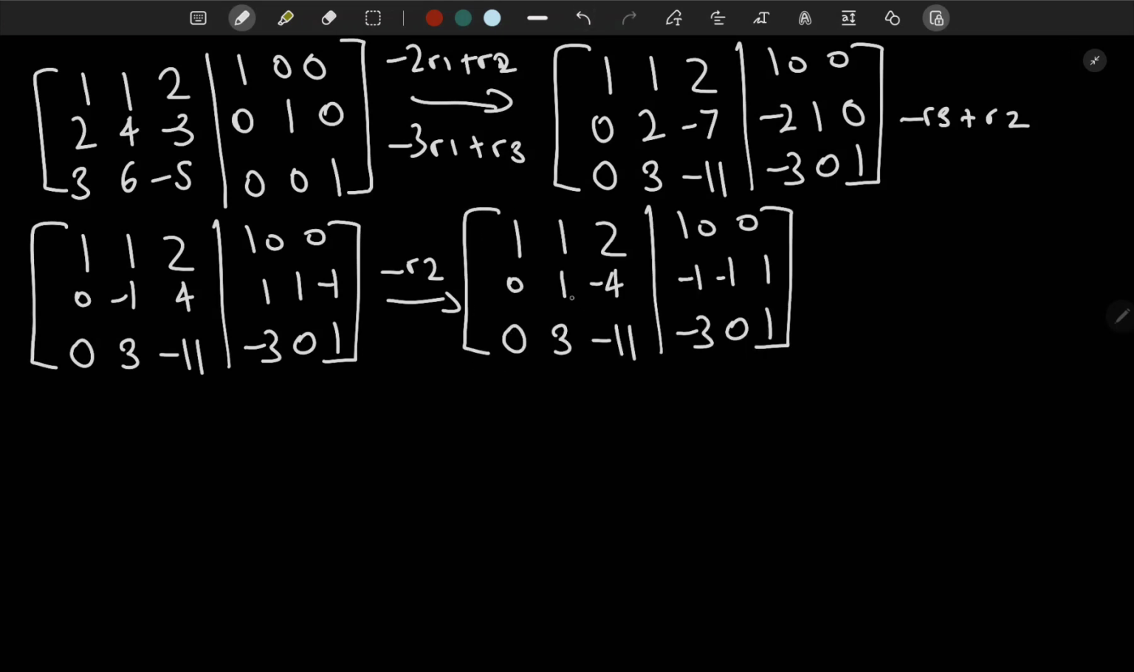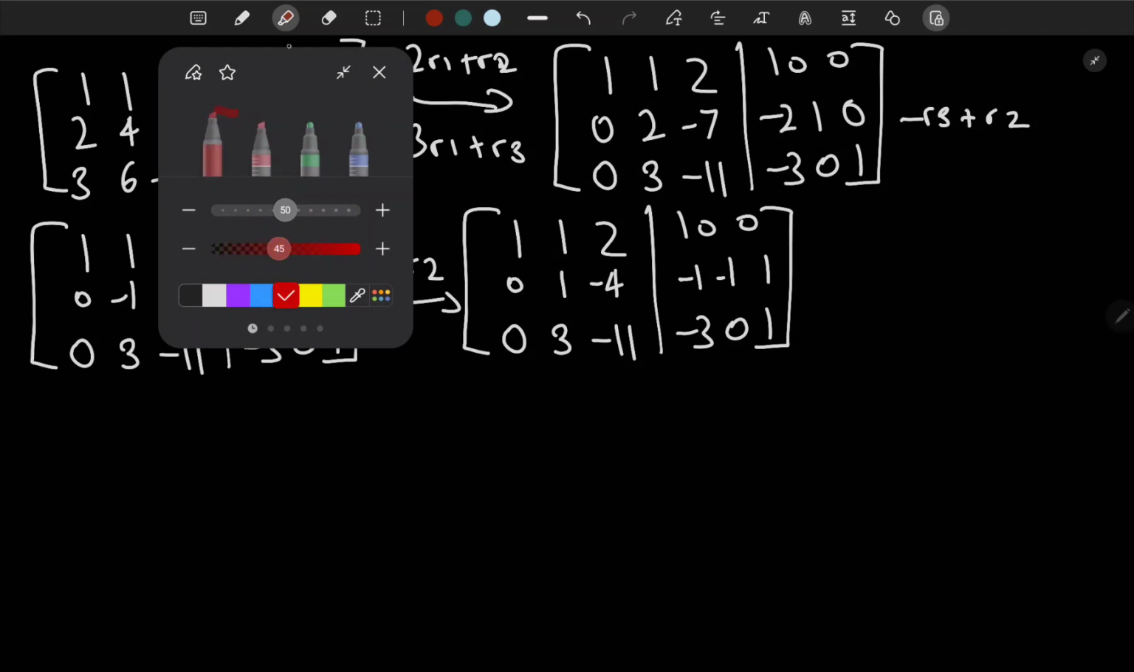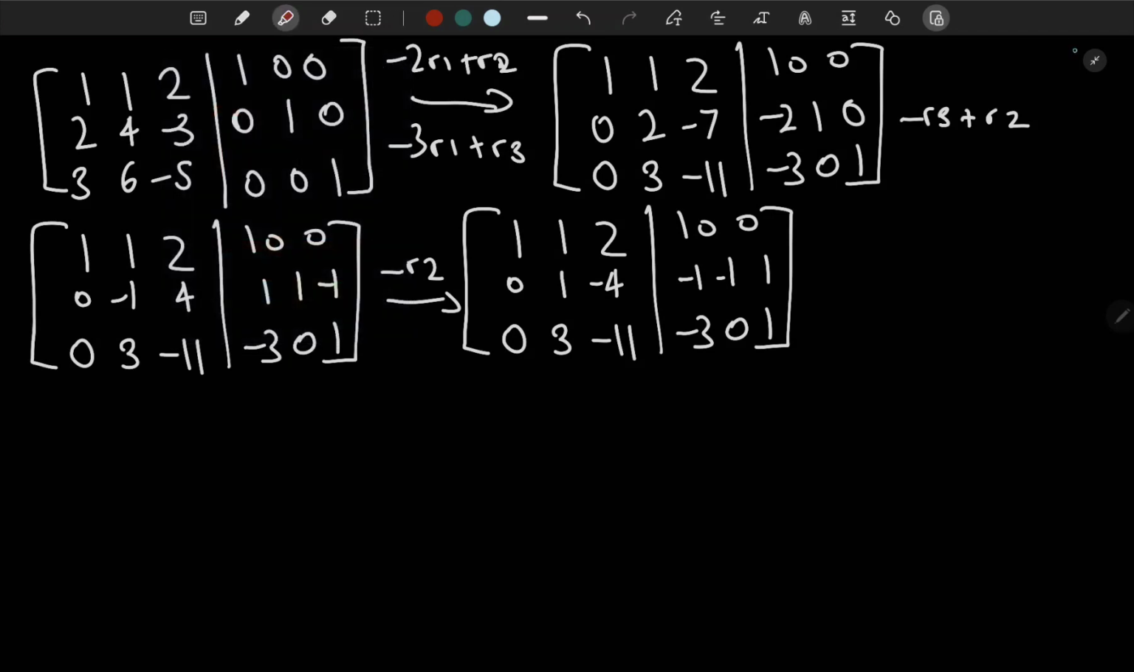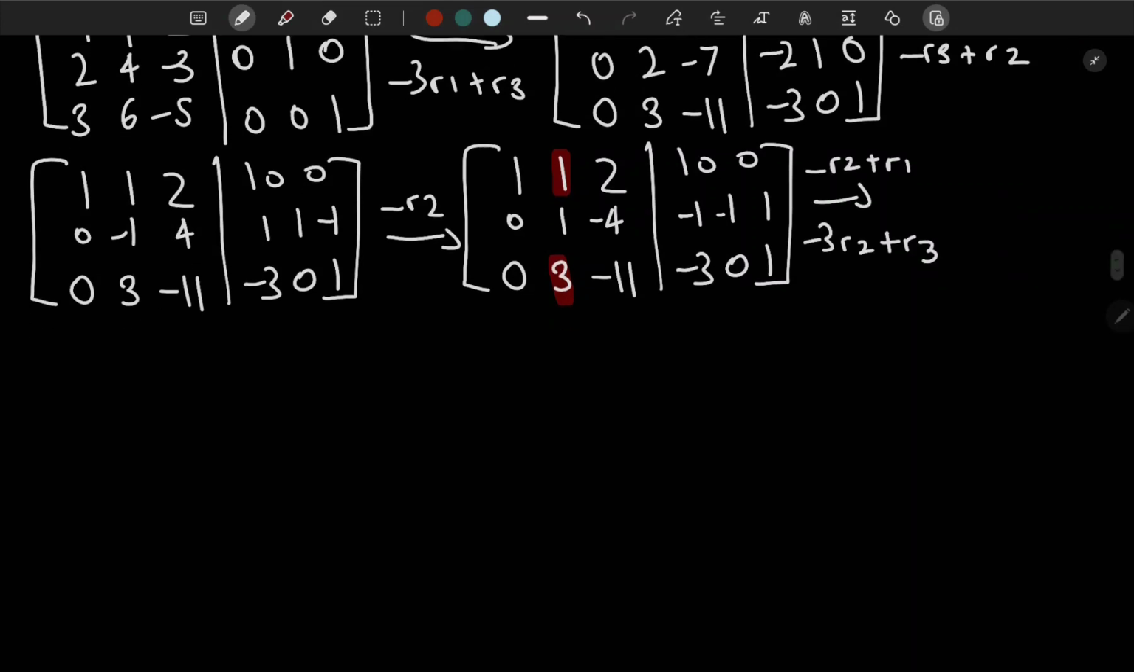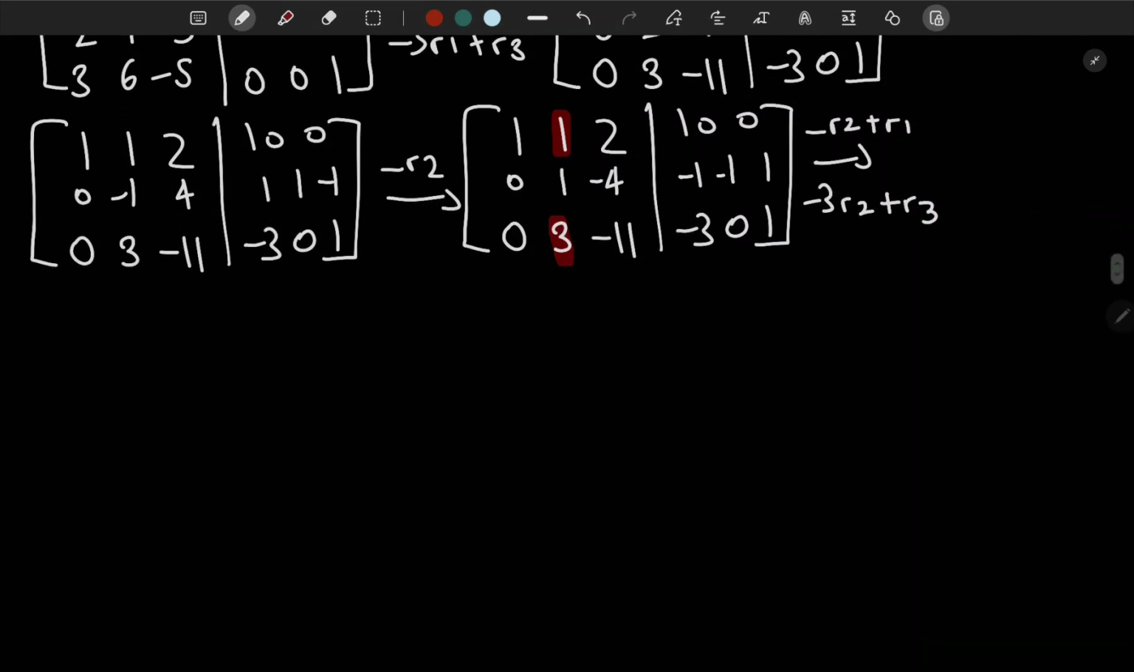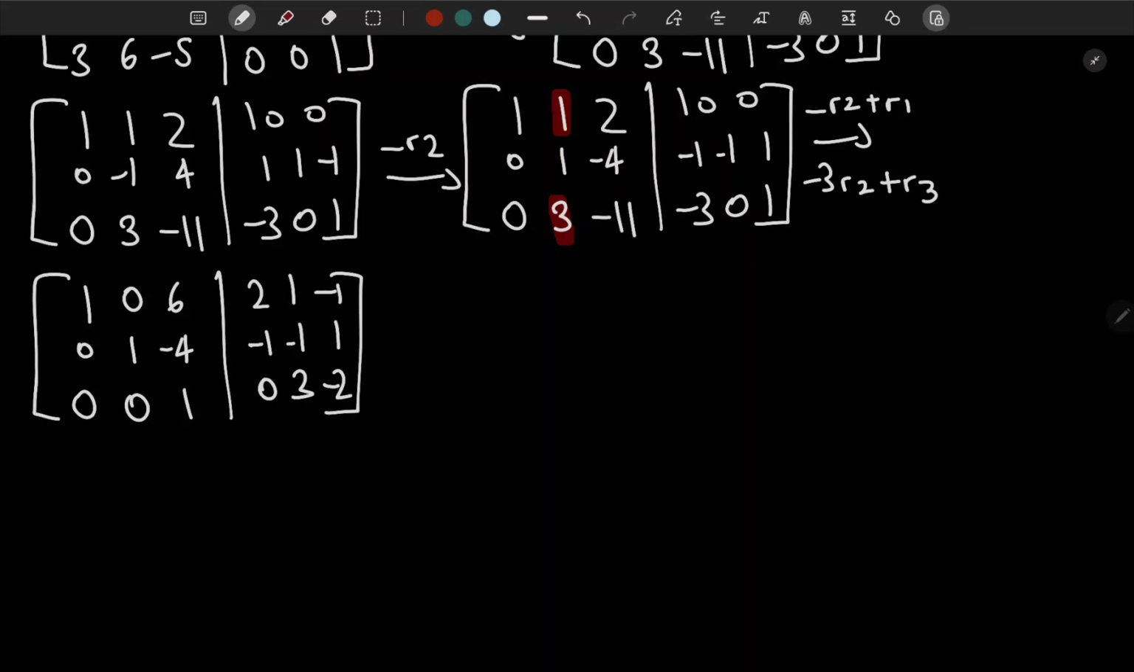this now. And now we can use R2 to get rid of the 1 above it and the 3 below it, by the following operations. So these are the operations, and now the matrix will be as this now. And we can notice that we have the 3 pivots now in each row, but there are negative 4 and 6 here, which we need to get rid of now.